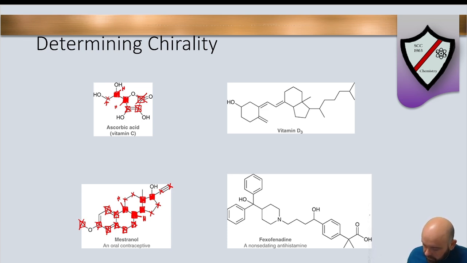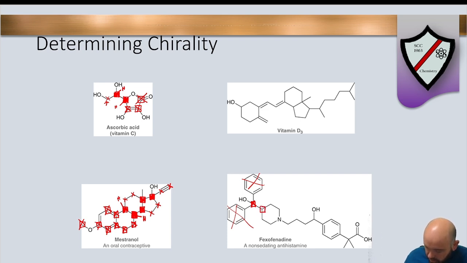Moving over to fexofenadine, a non-sedating antihistamine, we will look at each carbon here. The carbons in the rings are all sp2 hybridized, so they are not chiral. The carbon here does look to have 4, actually you have to be careful, I almost made a mistake. So the 2 rings are exactly the same, so this is not a chiral carbon.